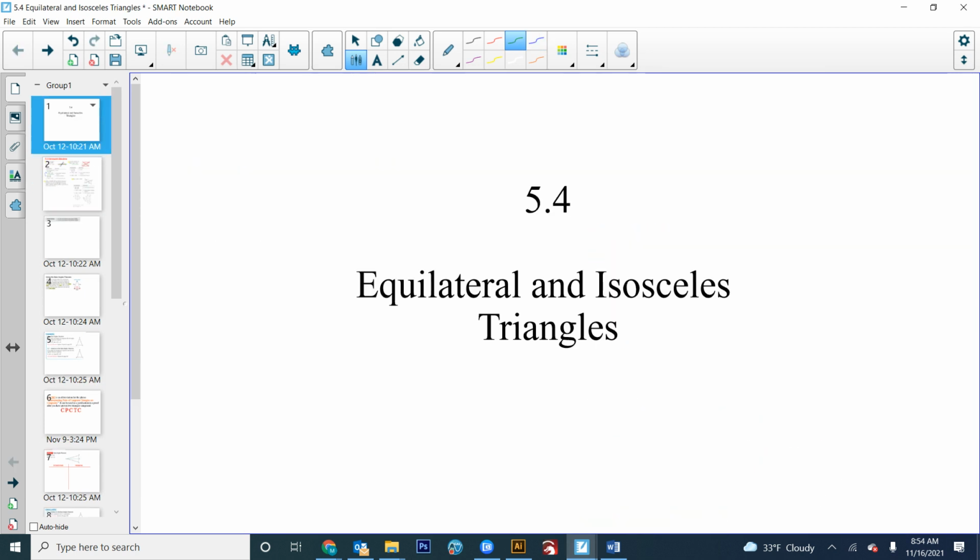That concludes your 5-3 notes. Did I get up through all the problems on it? Yeah. Awesome. 5-4 notes. Yay. Equilateral and isosceles triangles.